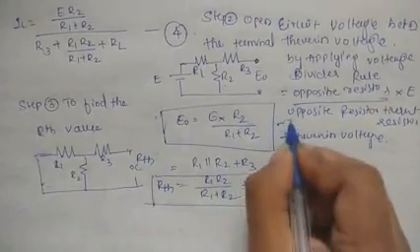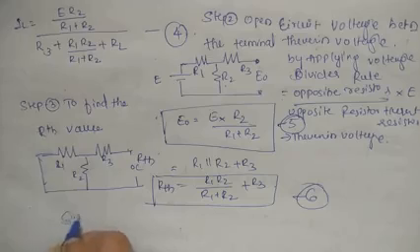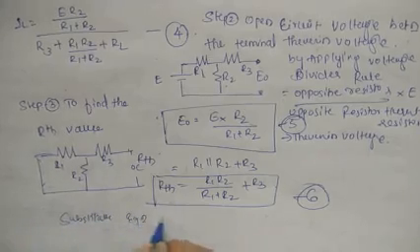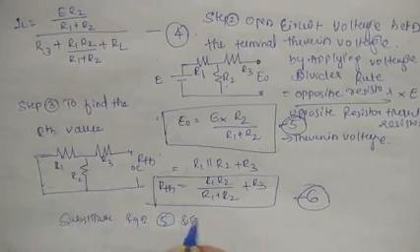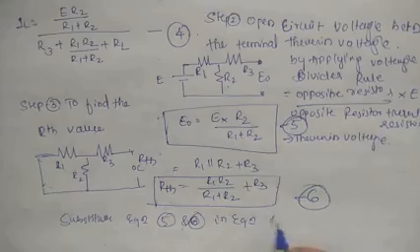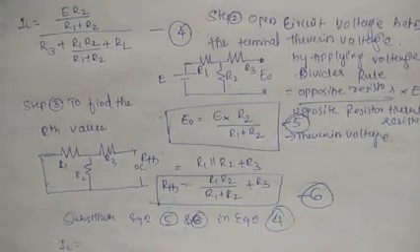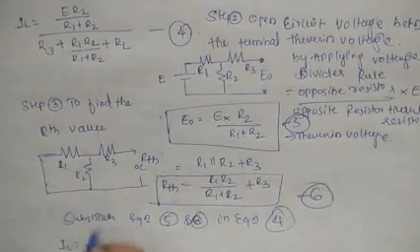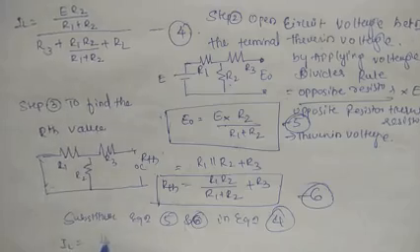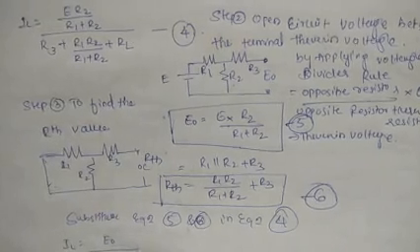Substitute equation 5 and 6 in equation 4. IL equals Thevenin current equals E R2 divided by R1 plus R2, E0 divided by RTH plus RL.